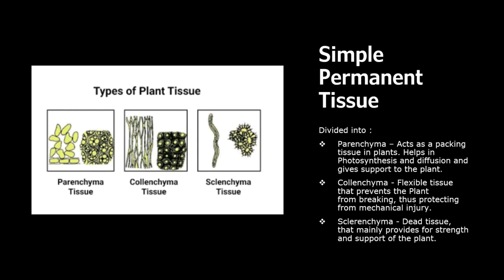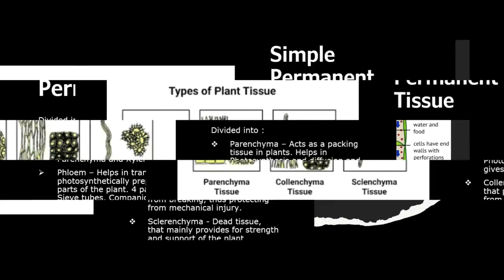The parenchyma acts as a packing tissue in plants. It helps in photosynthesis and diffusion and gives support to many herbaceous plants. Next is the collenchyma. It's a flexible tissue that prevents the plant from breaking, thus protecting it from mechanical injury. Sclerenchyma is a dead tissue that mainly provides strength and support to the plant.